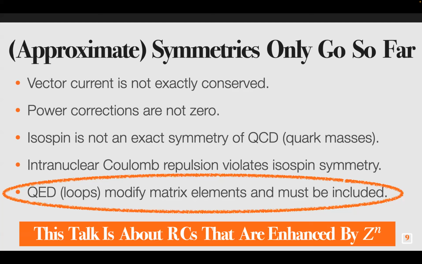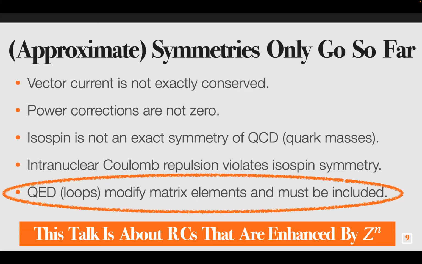So the basic point of this talk is that these approximate symmetries that I mentioned only go so far. At some point, as you push for more and more stringent precision, eventually you need to deal with these five bullet points. The one I'm going to talk about is the one at the bottom, and it's the fact that QED loops eventually modify how you interpret your extraction.